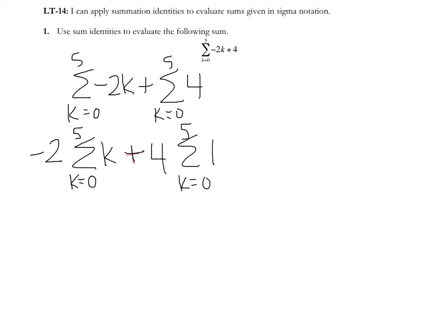Now, the reason why I did this was because now we see that we have little parts that we actually have formulas for on our sum identities sheet.